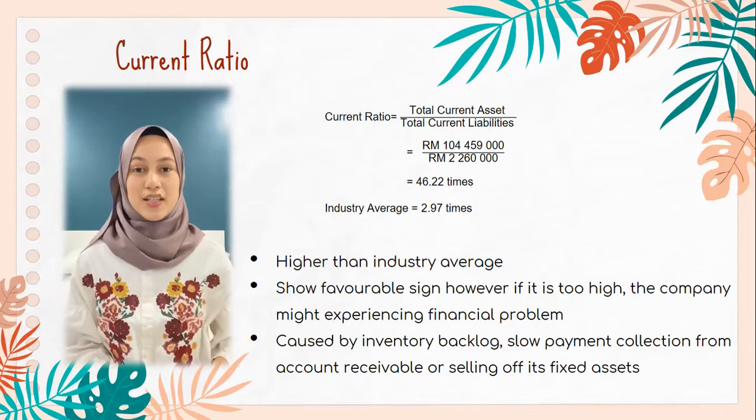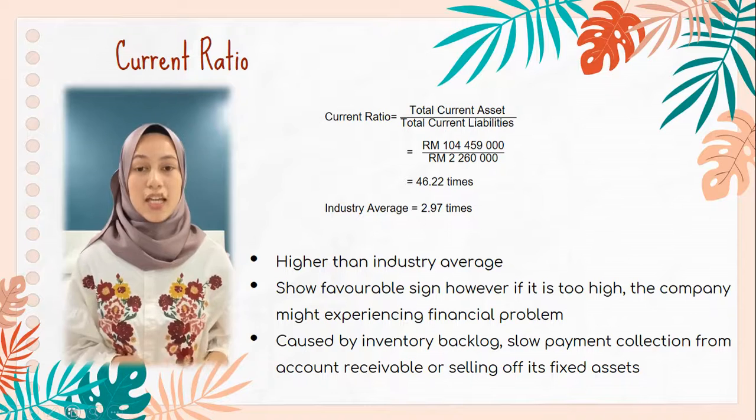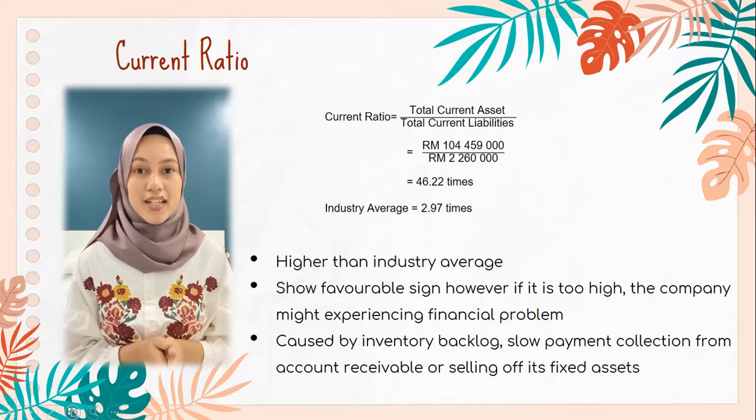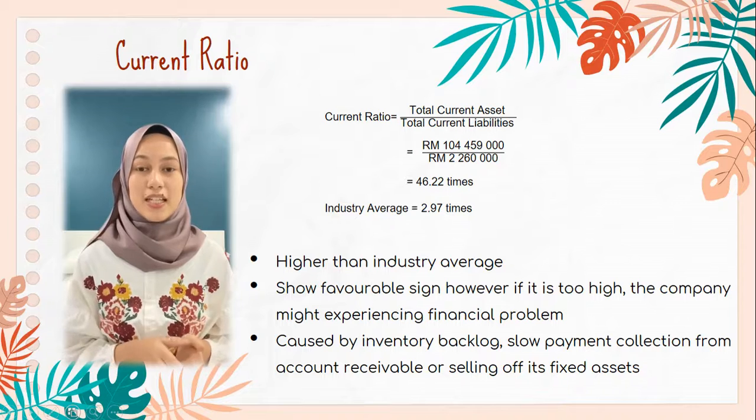Ratio evaluates the liquidity or solvency of a company. It shows a company's ability to meet its current liabilities by using its current asset. A ratio of more than 1 indicates a surplus of current asset over its liabilities.